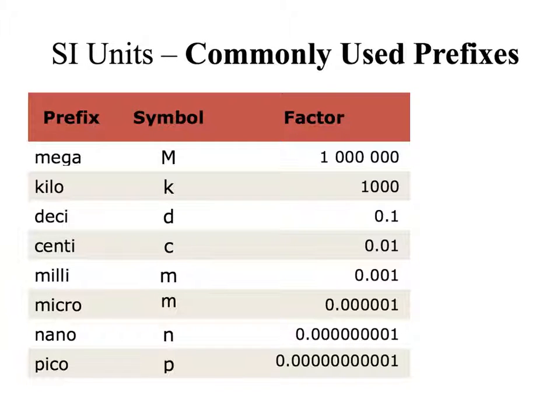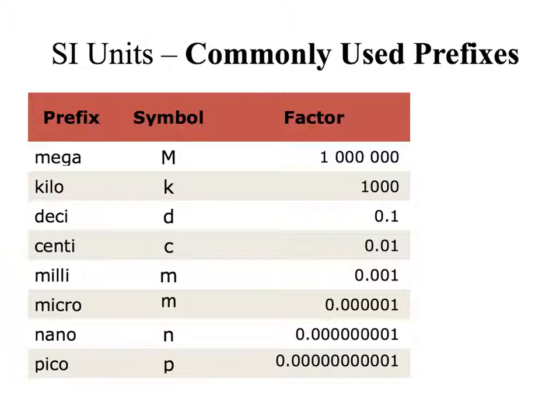Some of the commonly used prefixes that you're going to see in front of units like meter or gram or liter or second would be these that are listed here. Mega is, if you see a mega, capital M in front of a base unit, that means 1 million. So a megameter would be 1,000,000 meters. If you see kilo in front of meter or liter, that means there's 1,000 meters or liters in a kilometer.